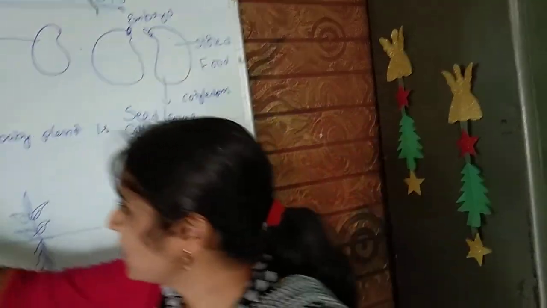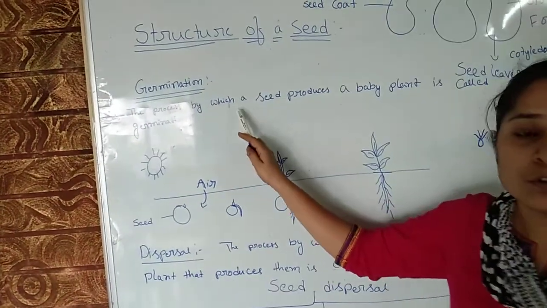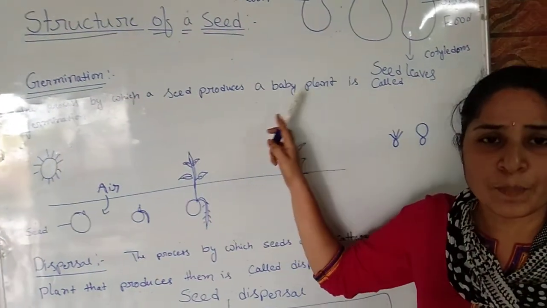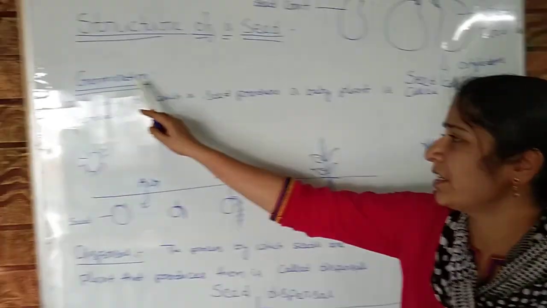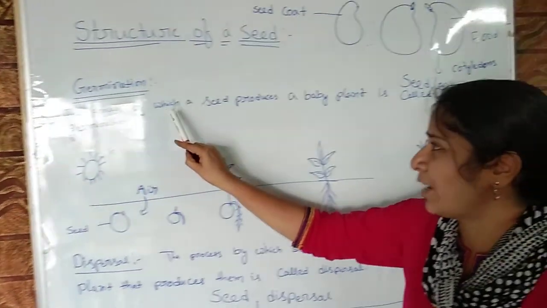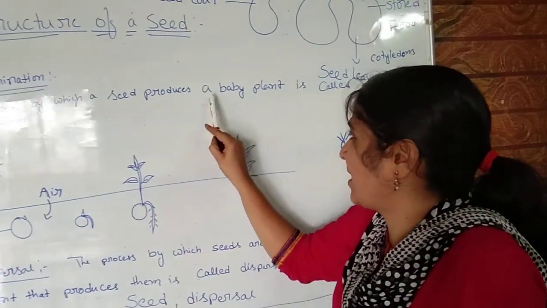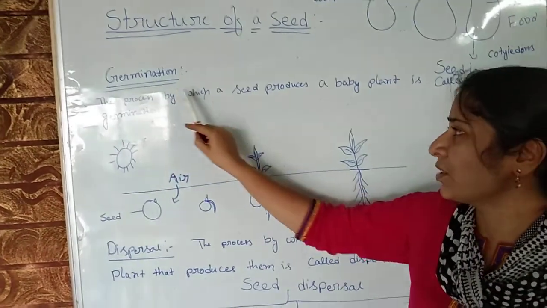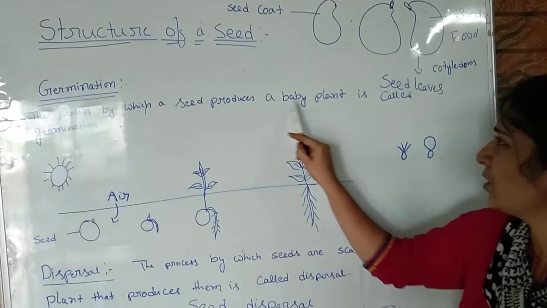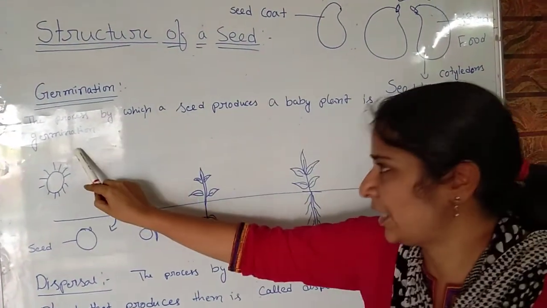Now, what is germination? The process by which a new plant is produced from the seed is called germination. The process by which a seed produces a baby plant is called germination.